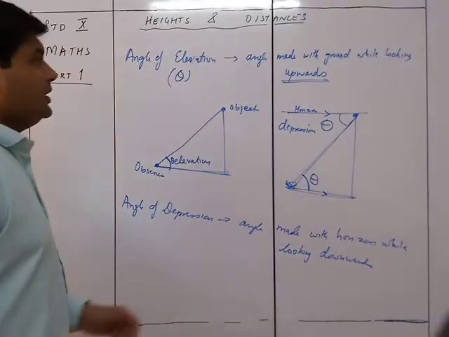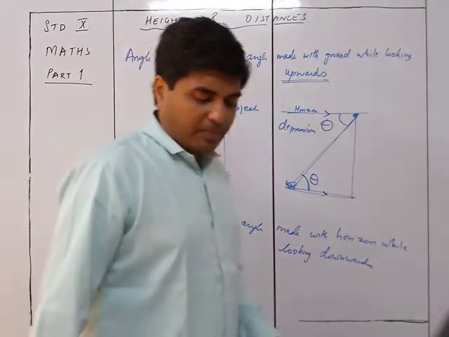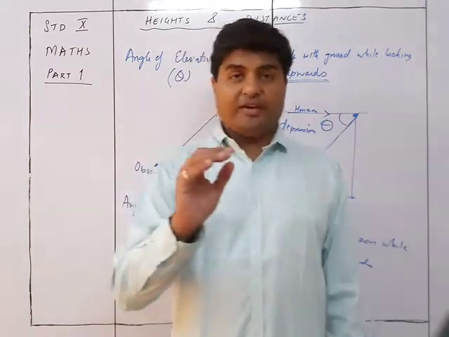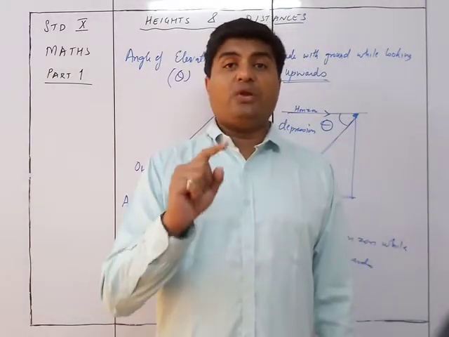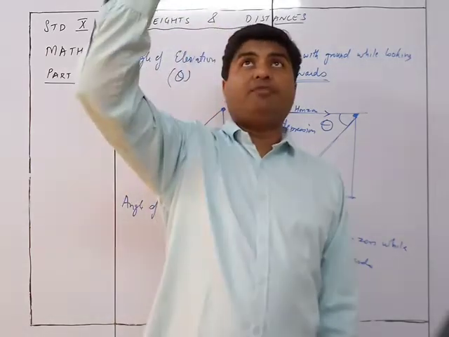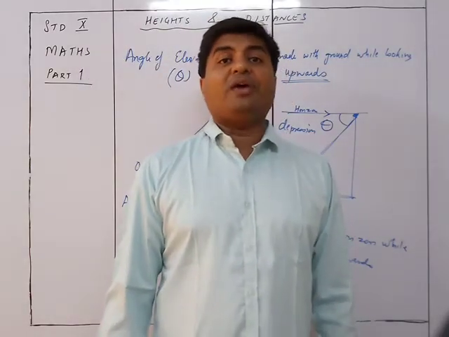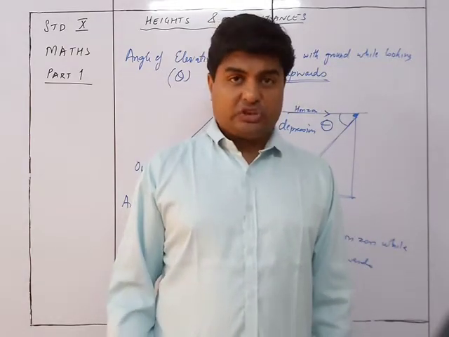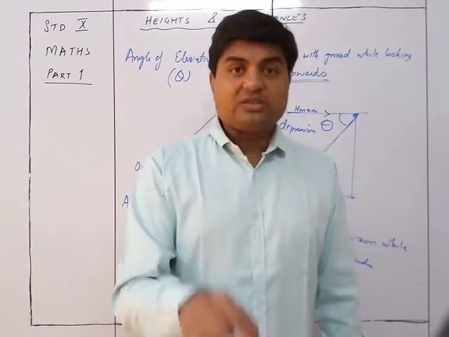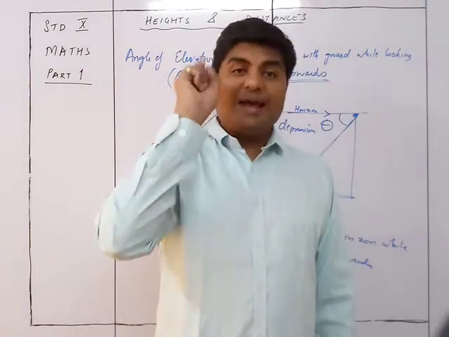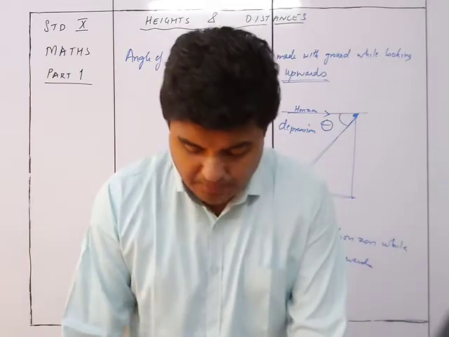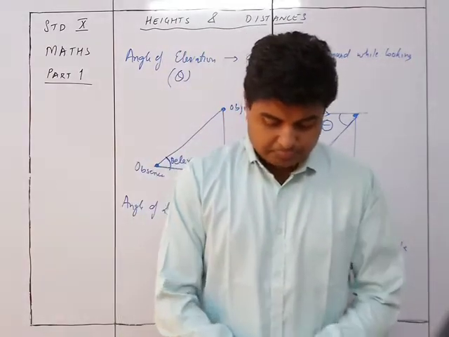So these are the two important things to remember in heights and distances. Angle of elevation is when you are looking upwards. When you are looking downwards, what you make is the angle of depression. Looking downwards, depression. Upwards, elevation. Remember this. That is the main part of this particular chapter.